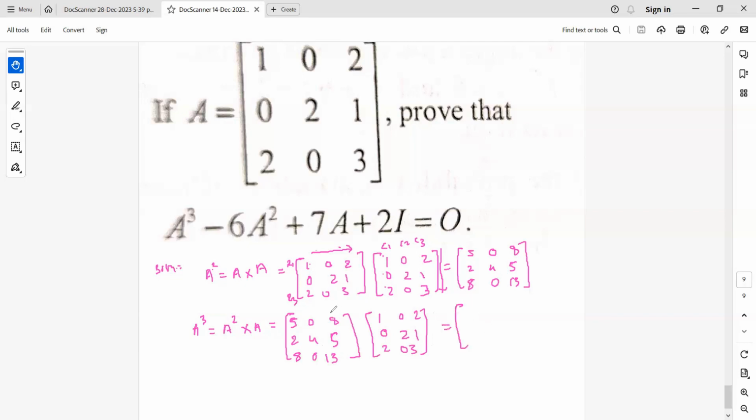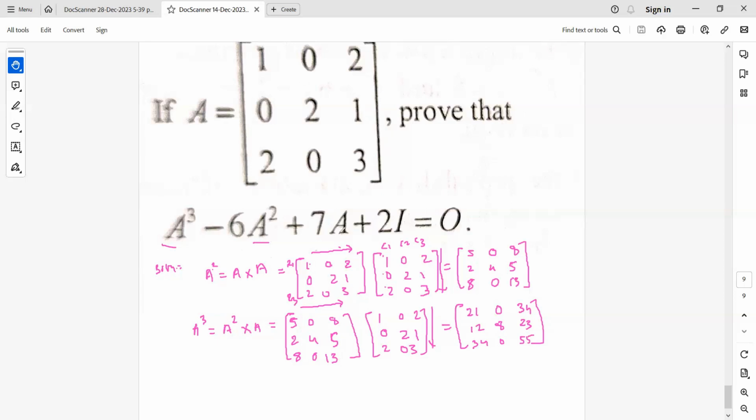Again the same way, multiply R1 with C1, C2 and C3. Here I will be doing it directly. You all do one step extra in the exam. When you multiply, the answer we will be getting is in the form of 21 0 34, then 12 8 23, and then 34 0 and 55. So see, here we have calculated the value of A cube, and also we have calculated the value of A square.